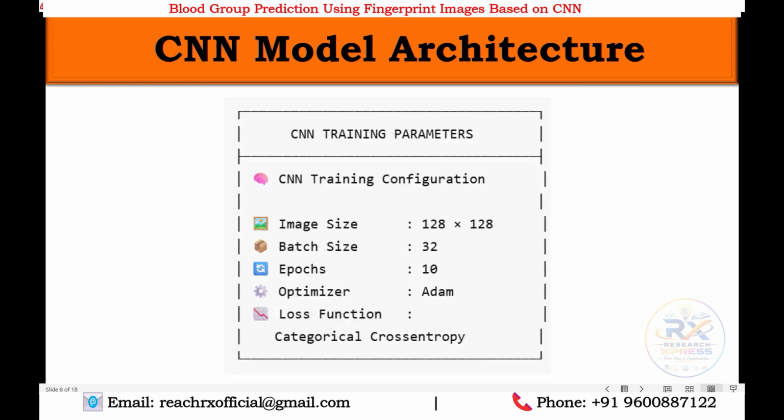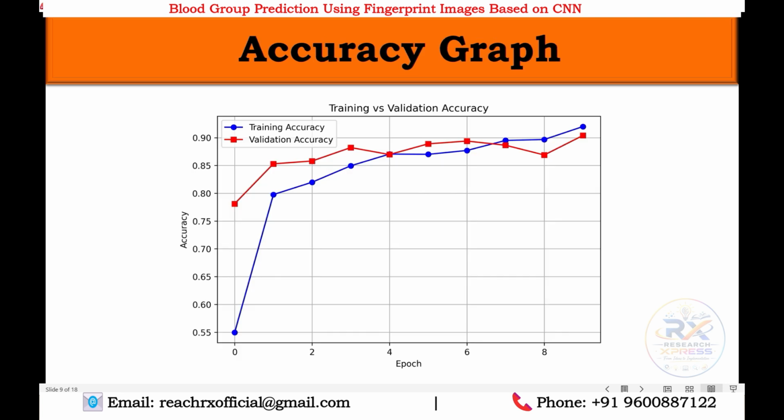Next, the CNN training parameters. This is the training parameters. We have used the image size, batch size, number of iterations, optimizer, and loss function. We have used these training parameters here.